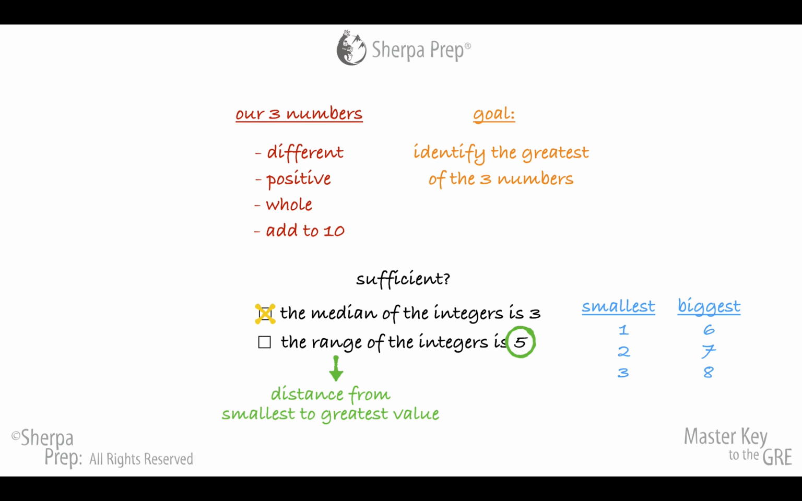But notice this, if our smallest value is 3 and our biggest value is 8, those 2 values alone already add to 11, and we're told that the integers add to 10. These numbers are too big. In other words, our smallest value cannot be 3 and our biggest value cannot be 8.